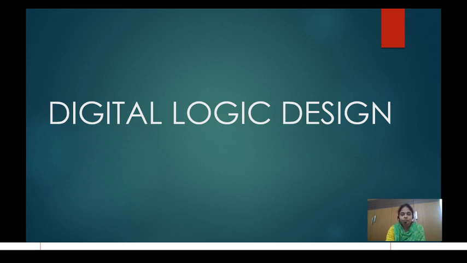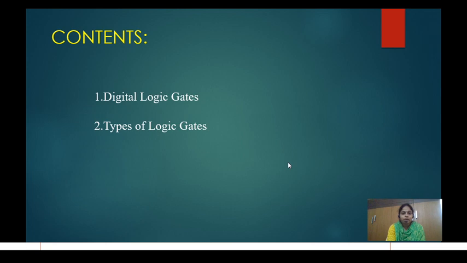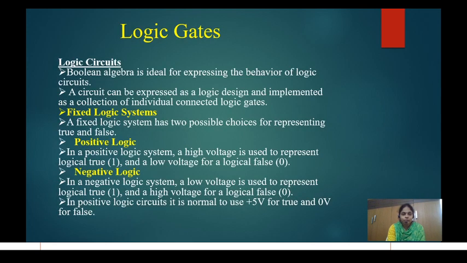Hello everyone. In this video, we will discuss what digital logic gates are and what the types of digital logic gates are. Before going to digital logic gates, we will see what logical circuits are. Logical circuits are expressed by using a logical design, and the circuit can be implemented by a combination of logic gates.